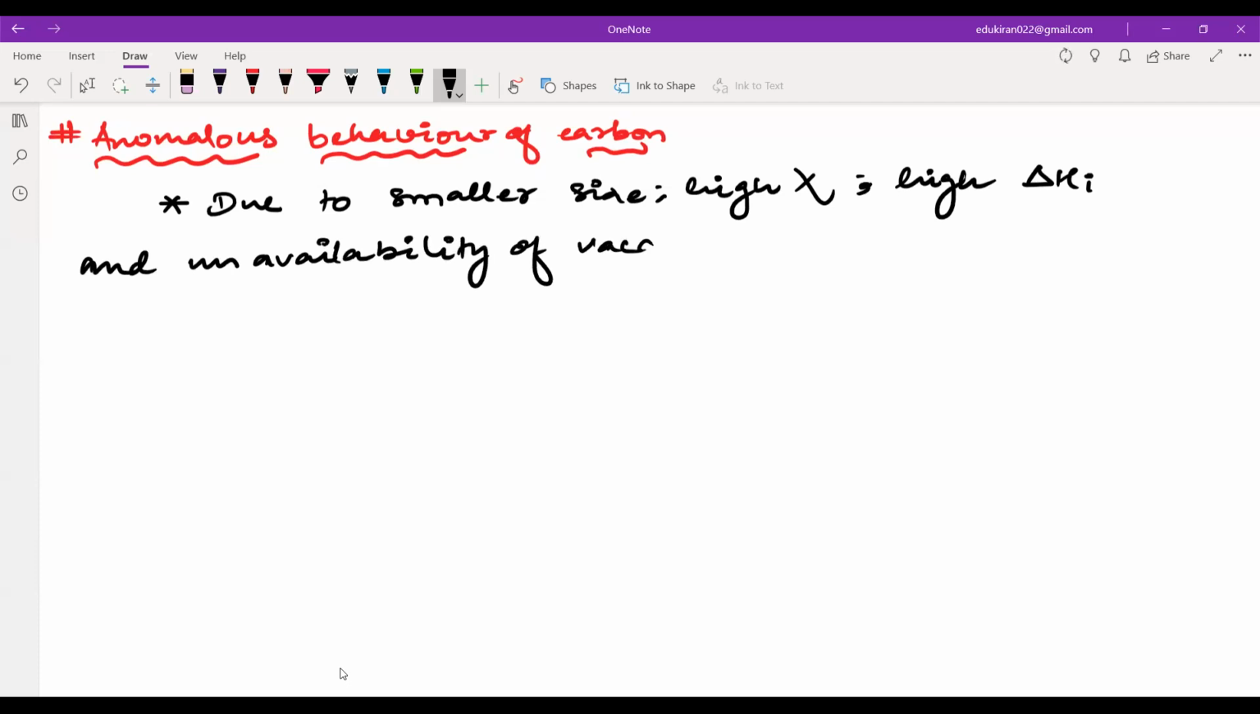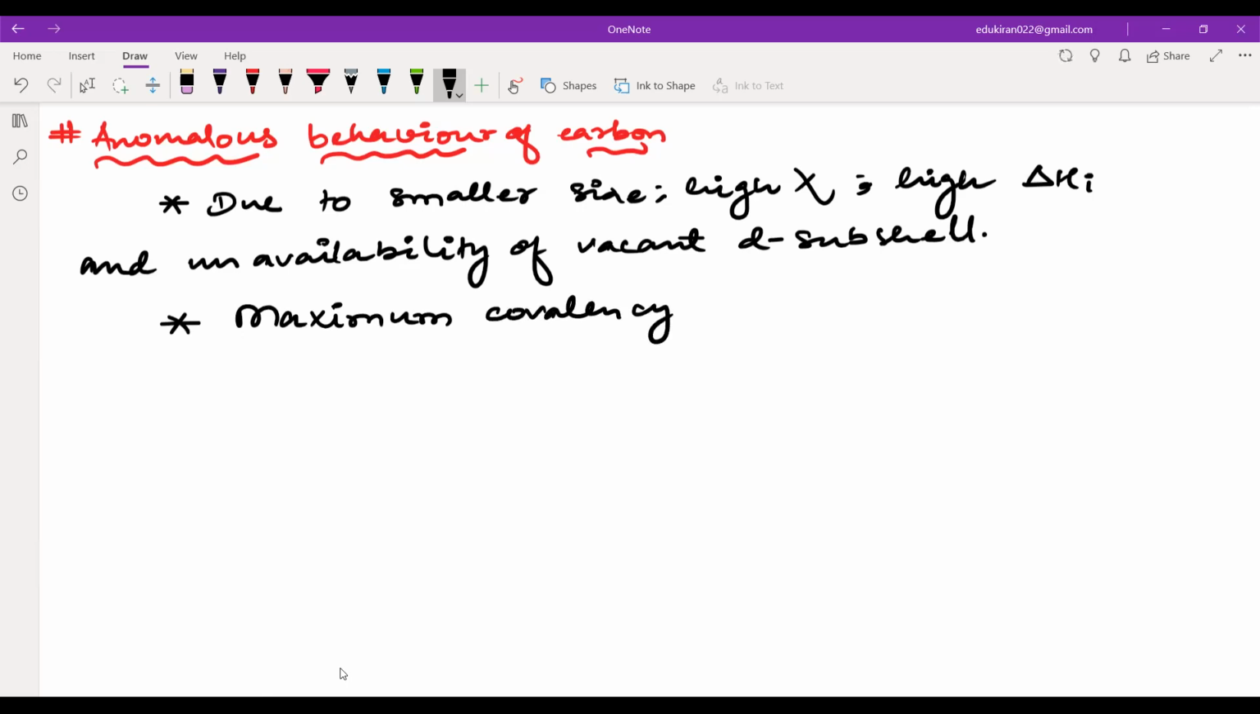of vacant d subshell. Since it is in the second period, it has only s and p orbitals, and due to this, the main reason, the maximum covalency is what? Covalency is also written as covalence. What is maximum covalency? It means the maximum number of bonds carbon can form. It is equal to 4.